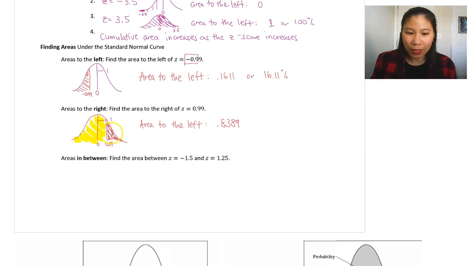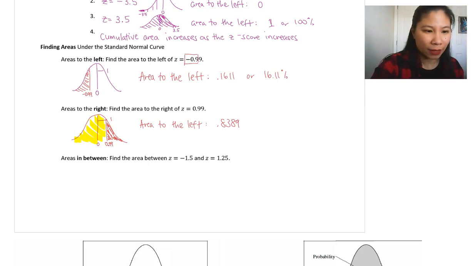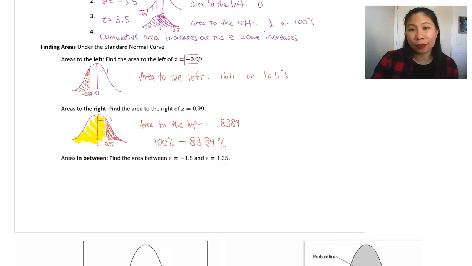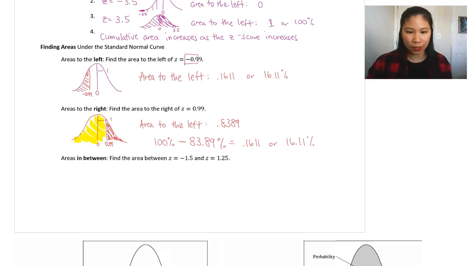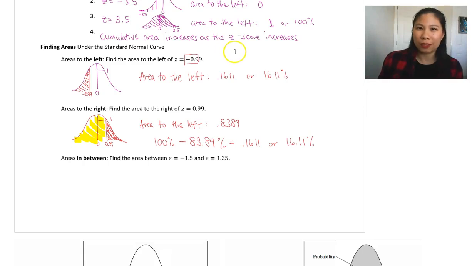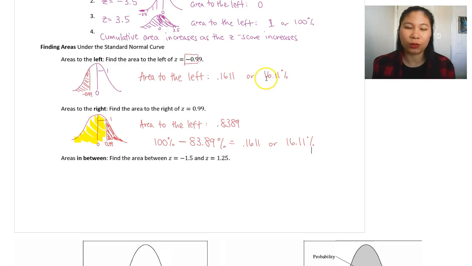But because we want the area on the other side, we basically need to do the opposite. If the area to the left is 0.8389, then the area to the right can be found by doing 100% minus what's on the left. So 100% minus the 83.89% that we got to the left will give me, as a decimal, 0.1611, or 16.11%. Okay, which is interesting because we got the same number as before.